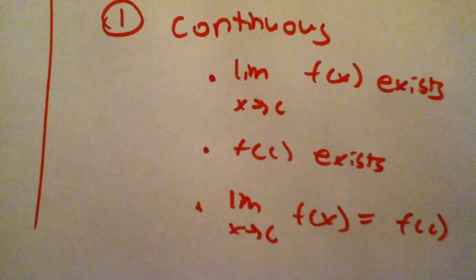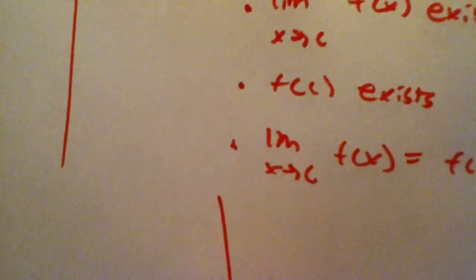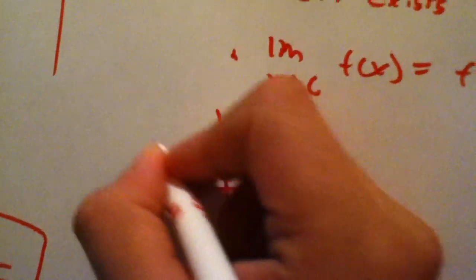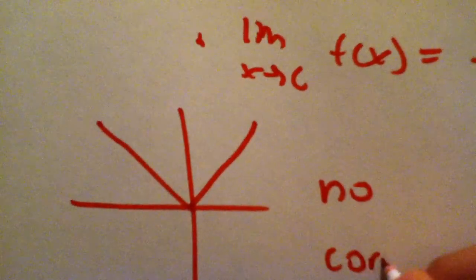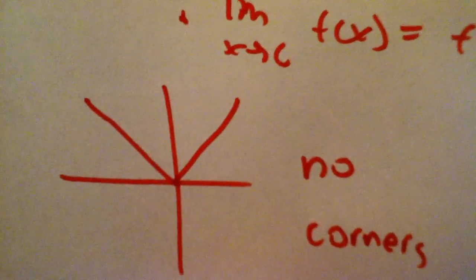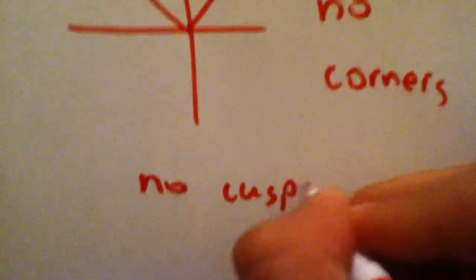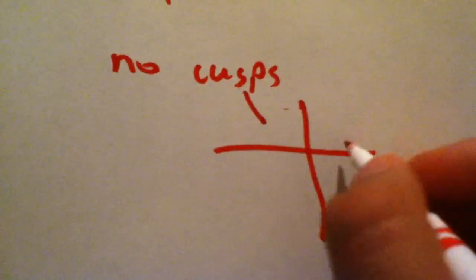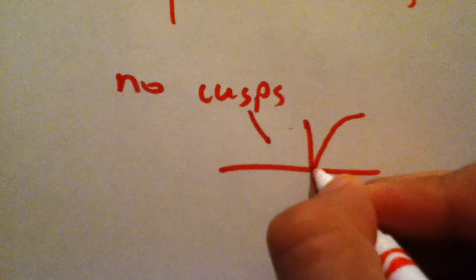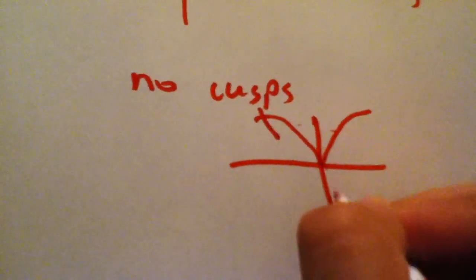The next part of differentiability is that there must be no corners. So no corners, which look like this. So we can't have any corners. No cusps. So we can't have any of these things, which go like that. That would be a cusp over there.